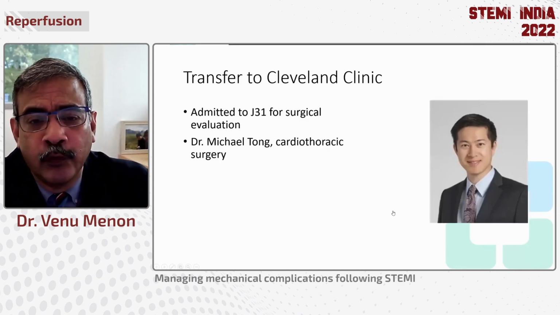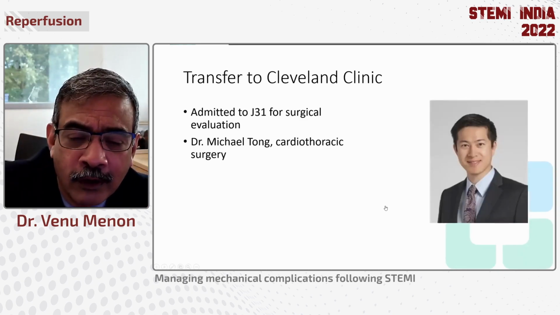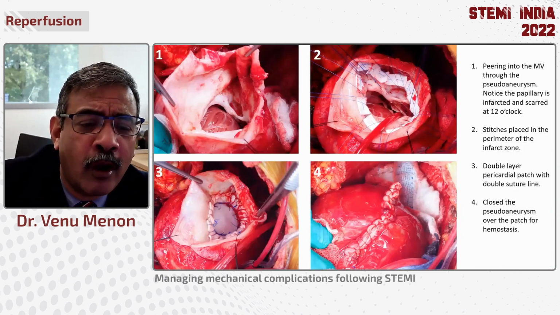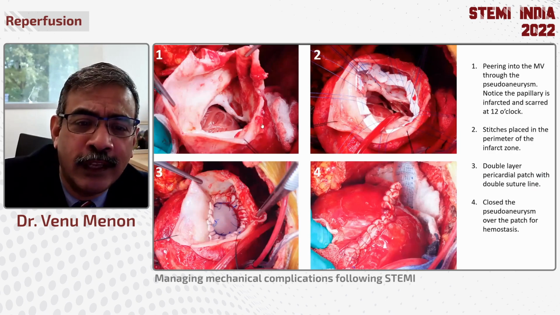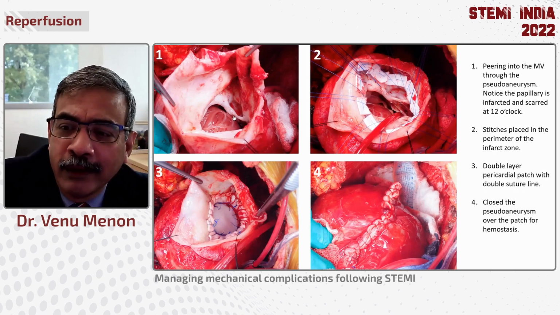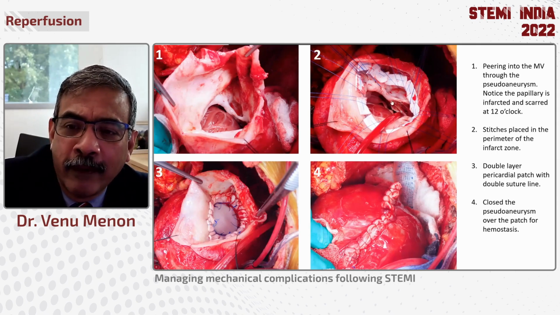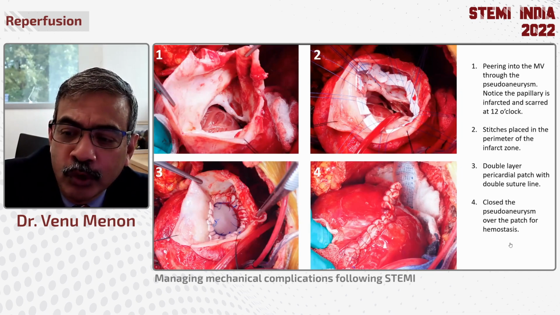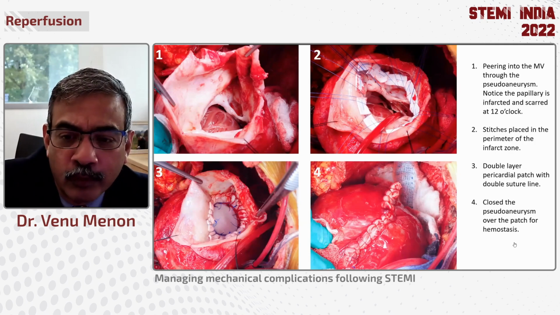And we have a wonderful cardiothoracic surgeon, Michael Tong. He's one of our young, fantastic surgeons. And he took this patient to the operating room. And here you can see appearing through the mitral valve, the pseudoaneurysm, along with the scarred papillary muscle. We put stitches in the perimeter of the infarct zone. A double layer of pericardial patch was placed. And then we closed the pseudoaneurysm over the patch for hemostasis.